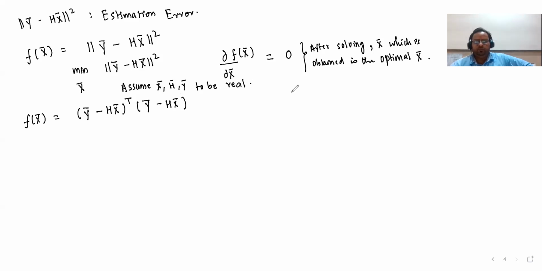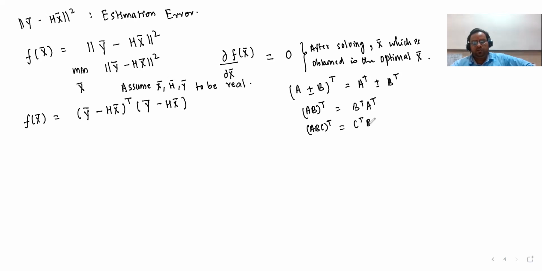Now we have to use certain properties of the transpose, which I'll write here. If we have (A plus minus B) transpose, we have A transpose plus minus B transpose. The second property is that (AB) transpose is B transpose multiplied by A transpose. If we have (ABC) transpose, that is C transpose B transpose multiplied by A transpose. Another property is that the transpose of A transpose is A only.